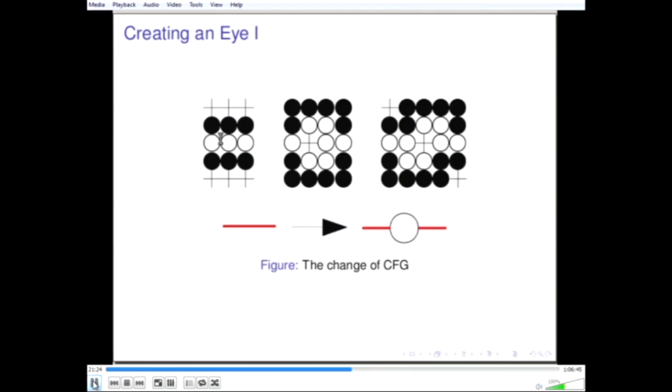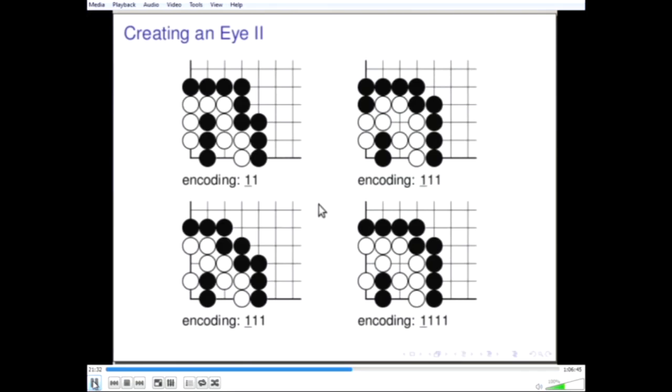We can also create an eye like here, which would generate from this Seki that one here, or from this Seki that one, or if we introduce both eyes, then we get this Seki with two extra eyes from this initial Seki.